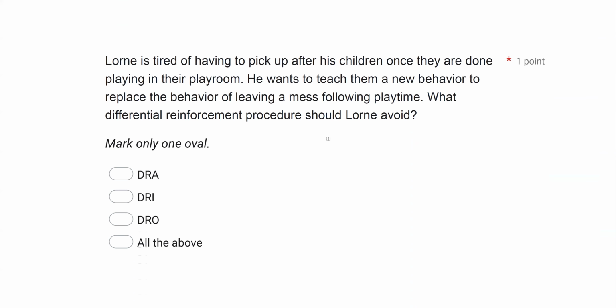Lauren is tired of having to pick up after his children once they are done playing in their playroom. He wants to teach them a new behavior to replace the behavior of leaving a mess following playtime. What differential reinforcement procedure should Lauren avoid?